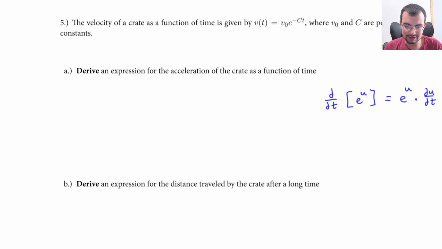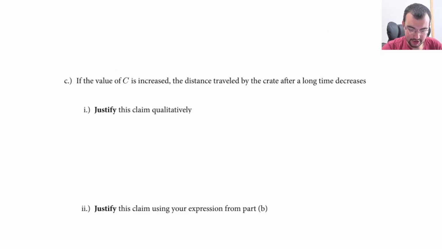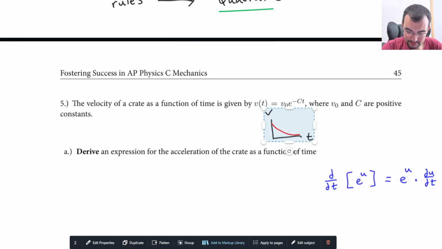So we have a crate. Its velocity is given by this function, where v0 and c are positive constants. So it should help us to remember what this actually looks like. So let's see, do I make you graph it? No, I don't. So what this actually looks like is this would be a velocity time function that starts at some initial velocity v0 and then decays. So this represents exponential decay.